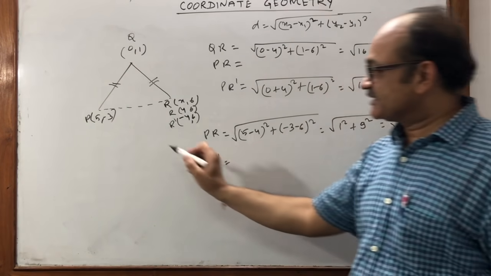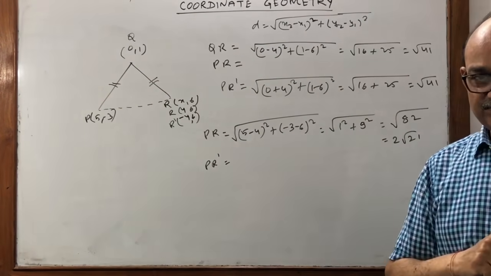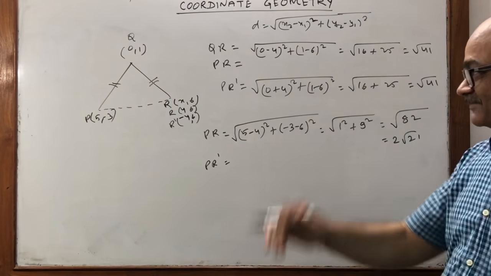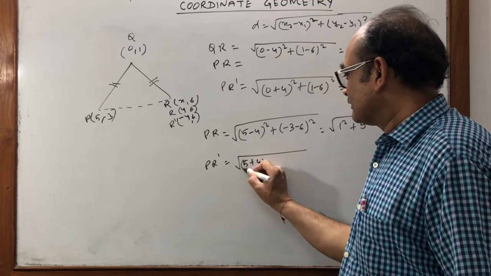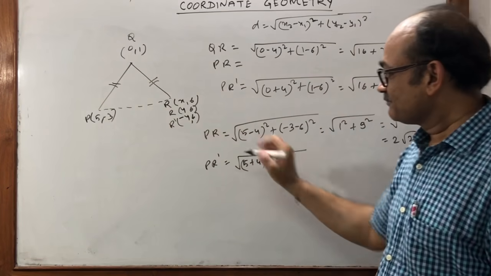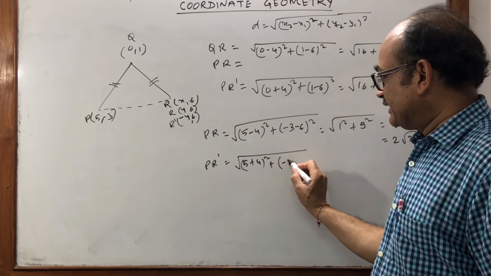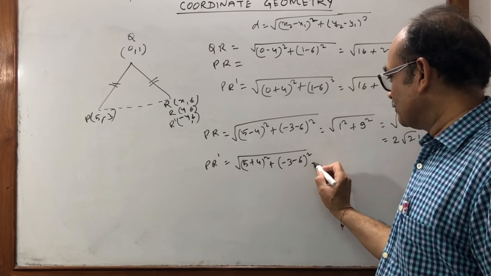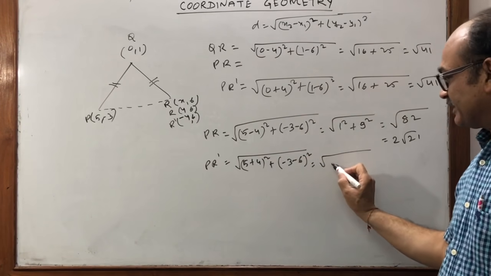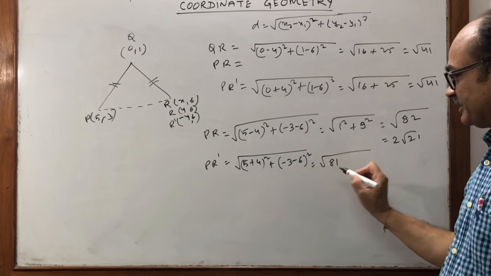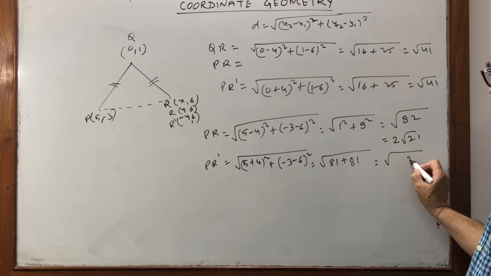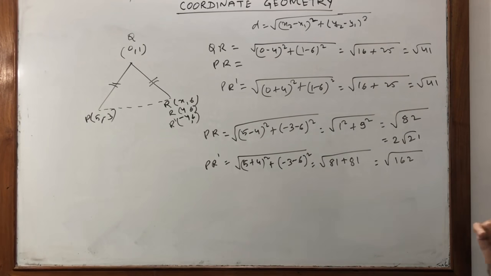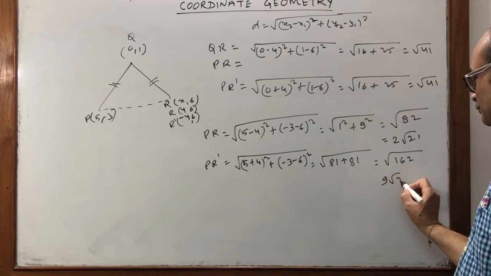Similarly, the last one is PR dash. You can solve it. PR dash is (5 plus 4) the whole square plus (minus 3 minus 6) the whole square. What are we getting? 9 square 81 and 9 square 81, root 162. That means 9 root 2.